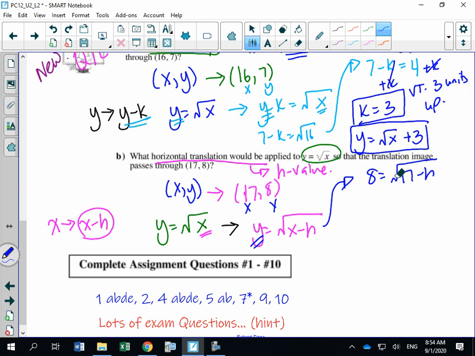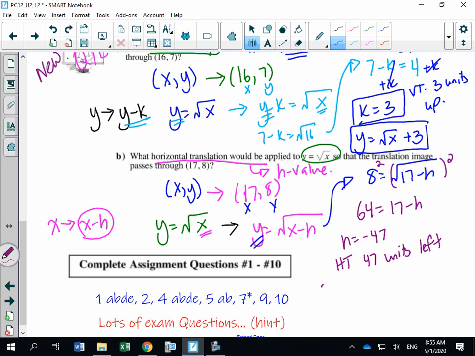So this was radicals. To get rid of a radical, we're going to isolate the h, but we've got to get rid of that square root sign. You're going to square this side and square that side. 64 is equal to 17 minus h. And what I would do is I'd bring h to your left, and I would bring 64 to your right, and then you will get h is equal to negative 47. Okay, that is a horizontal translation, 47 units left.